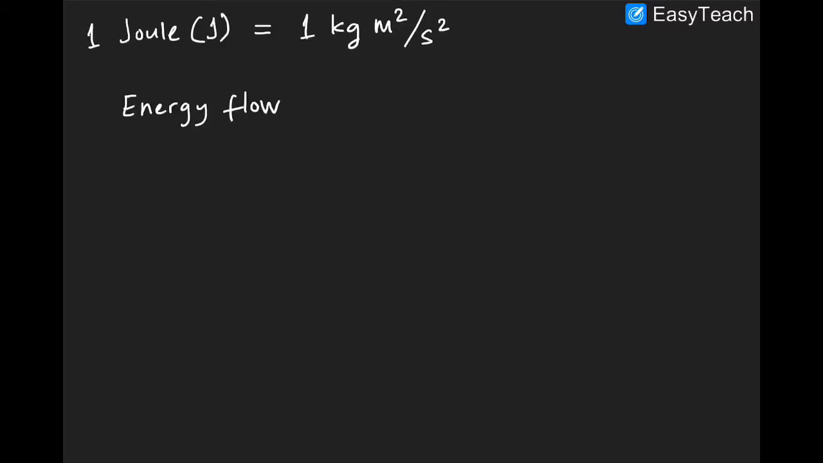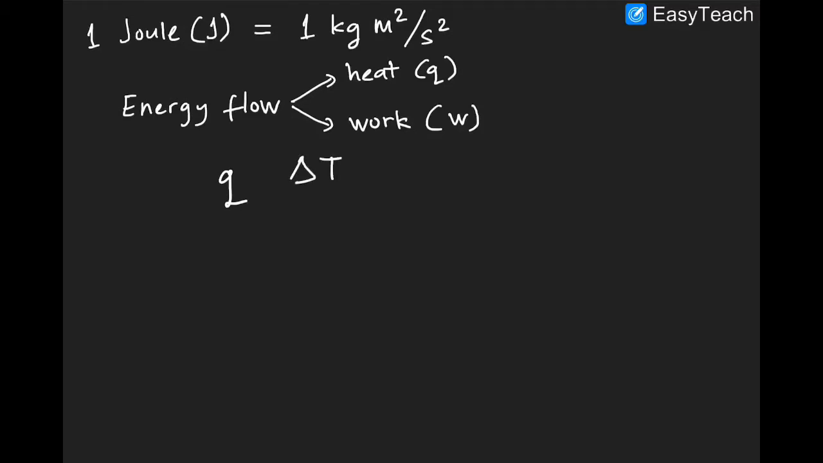The unit for energy is called joule, symbolized by J, and 1 joule is equal to 1 kilogram meter squared divided by second squared. Although we can use a wide variety of classifications for types of energy, all energy flow is either heat, symbolized as Q, or work, symbolized as W. Heat is the flow of energy between two objects due to the difference, or delta, in temperature. The heat will flow from the warmer to the cooler object.